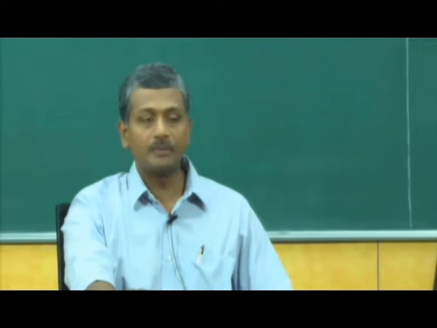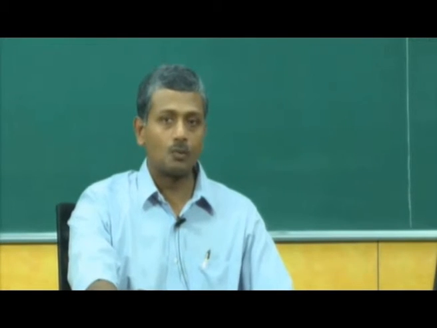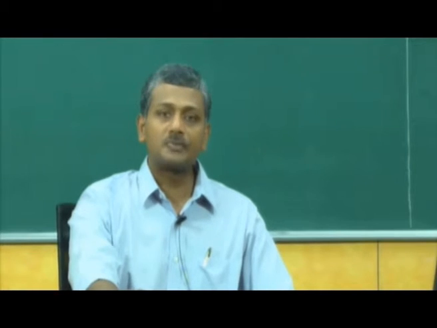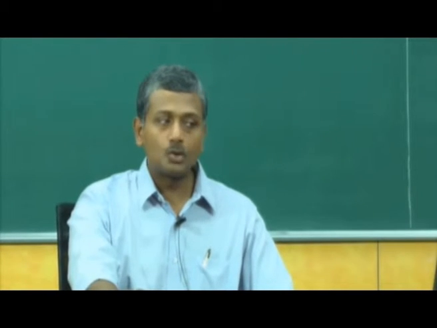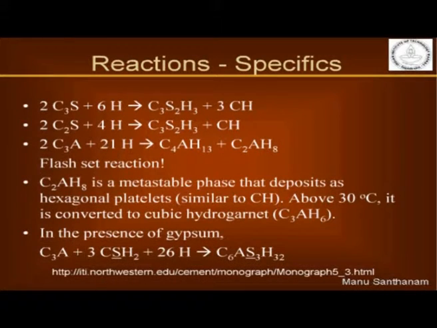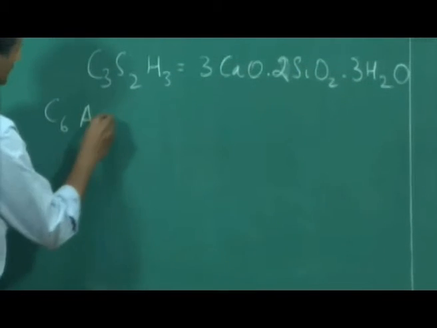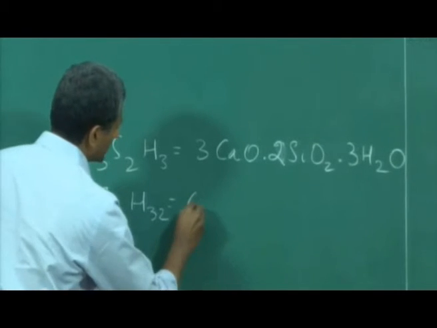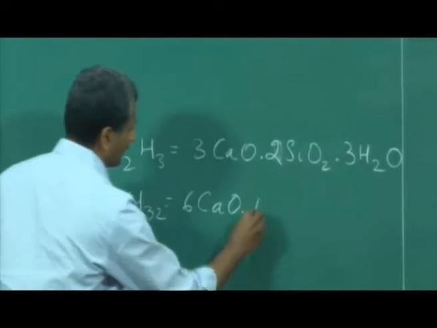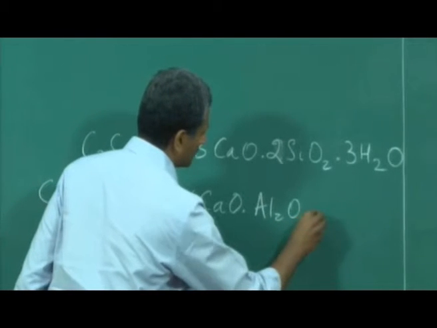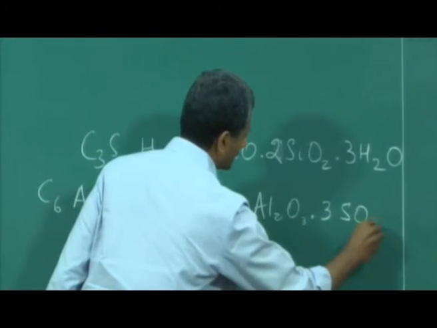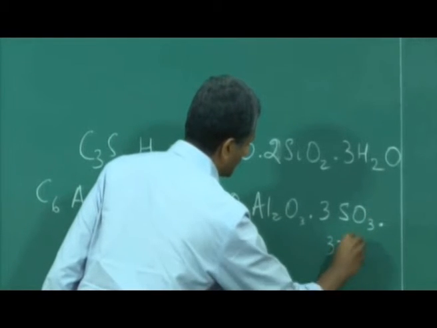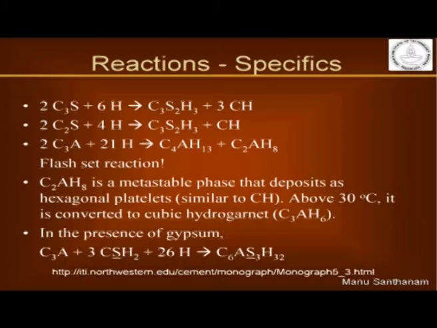So C3A plus gypsum with a lot of water, 26 molecules of water, gives you ettringite, which is basically 6 CaO, Al2O3, 3 SO3 and 32 H2O. Just for clarity once again on the board, C6A S bar 3 H32, that is nothing but 6 CaO, Al2O3, 3 SO3 dot 32 H2O. So that's ettringite as per the cement chemist notation.